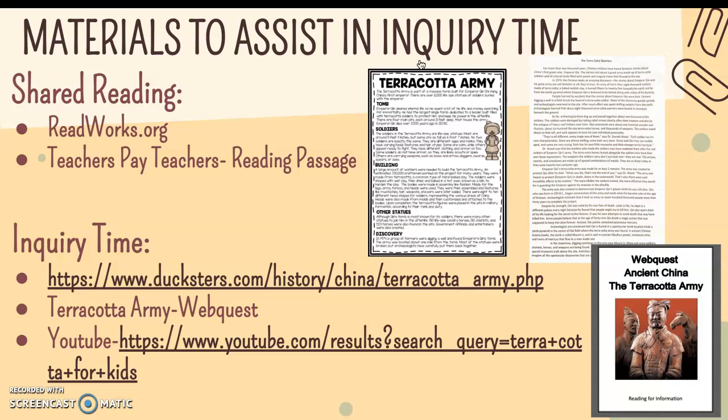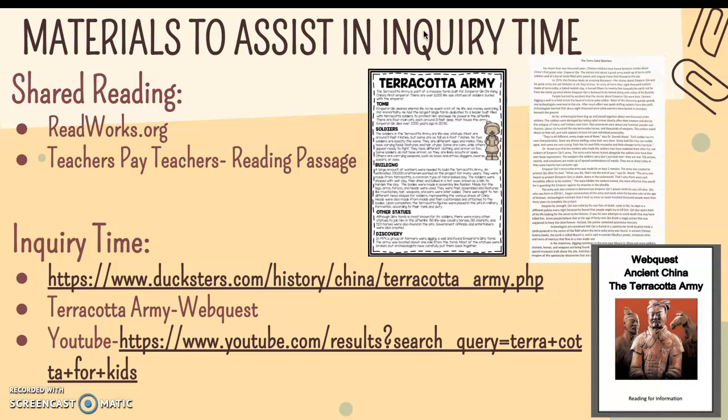Some different materials that were used to assist in inquiry time. First, we used readworks.org and Teachers Pay Teachers for some reading passages. As you can see in these images, some of those reading passages are posted there. So we began the class with reading these passages together. I started reading, modeling the I statements just like we do for our inquiry time with our tutoring students, and then students picked up reading after me where they modeled these I statements as well.